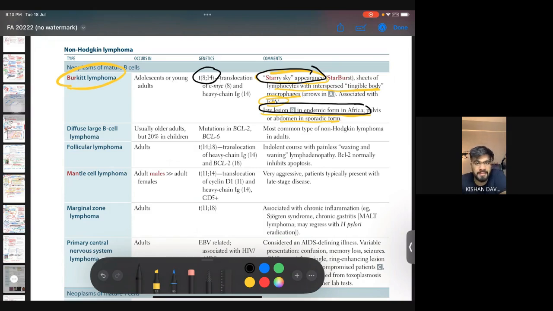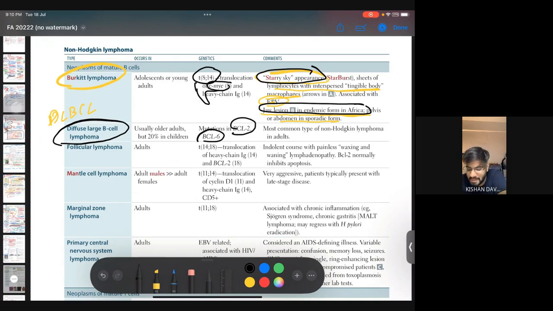And in this, sometimes they ask, in t(8;14), what is 8? So c-MYC is 8. This is how you will remember Burkitt lymphoma. Coming to diffuse large B cell lymphoma, that is DLBCL. What do we need to remember here? BCL2, BCL6. Now can anyone tell me what BCL2 and BCL6 are?